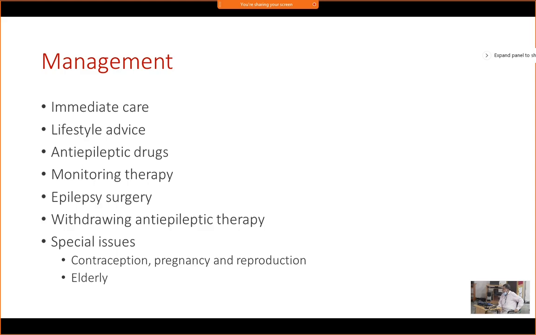Having said that, the sixth option is, if the person is responding well, no seizures, can we stop the drug? How to withdraw? So these are the six headings under which you plan out the management of a person having epilepsy. Other than that, there are certain other issues which one has to deal with in epilepsy, with pregnancy, reproduction, and in the elderly. Now let us go to these steps one by one.